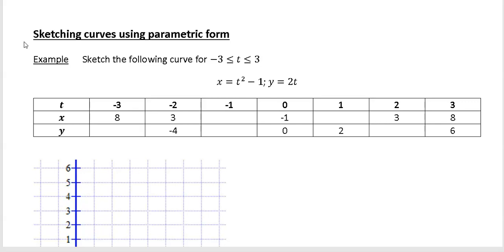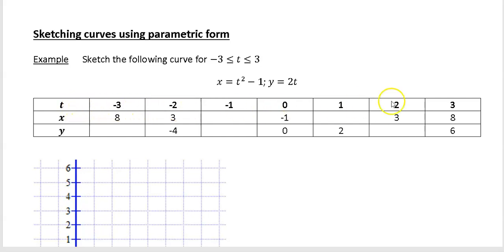Okay, we're going to look at an unusual example here. This is where you're sketching the curves using the parametric form. So in this example it says sketch the following curve for minus 3 is less than or equal to t is less than or equal to 3. And the two parametric equations are x is equal to t squared minus 1 and y is equal to t squared, 2t. So what we're going to do first of all is a table of values.